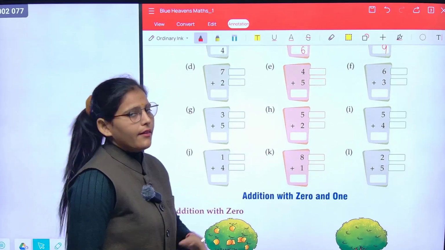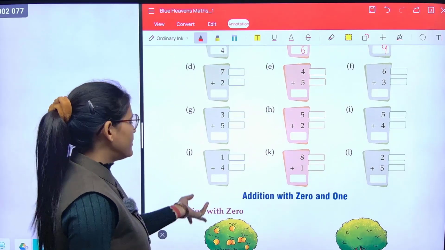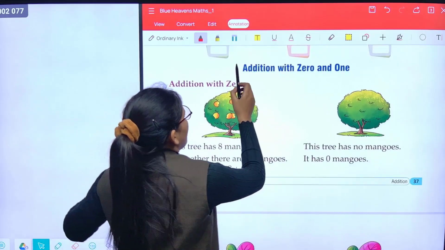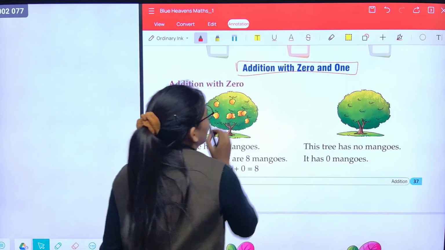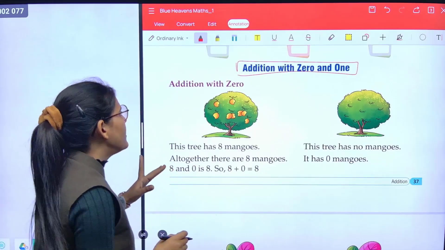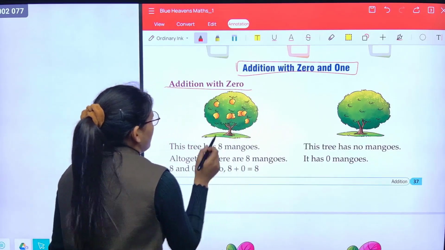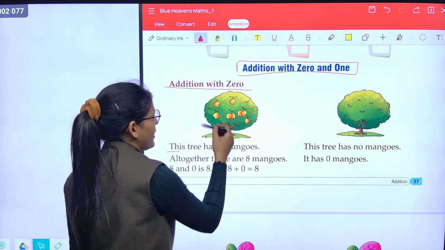Now class, rest of the parts do yourself. Now class, addition with 0 and 1. Adding with 0.